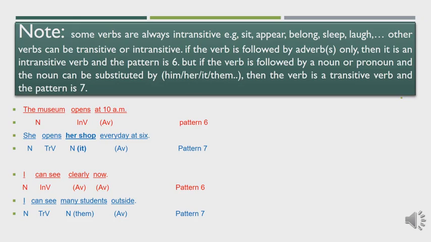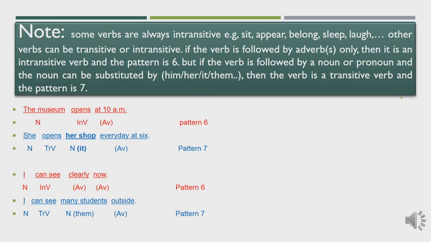But other verbs can be transitive or intransitive. Some other verbs can be both, according to the sentence. If the verb is followed by adverbs only, then it is an intransitive verb and the pattern is pattern number 6. But if the same verb, in another sentence, is followed by a noun or pronoun, and the noun can be substituted by him, her, it, them, etc., which are object pronouns, then the verb is a transitive verb and the pattern is another pattern, which is pattern number 7. Let's see this in examples.